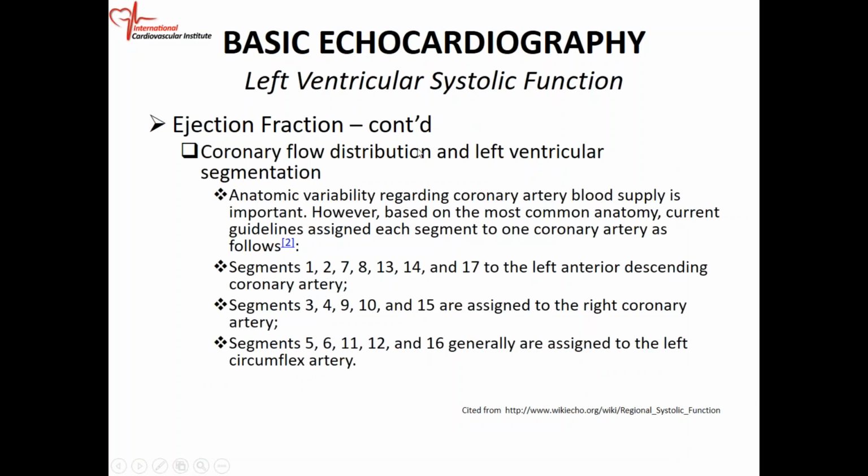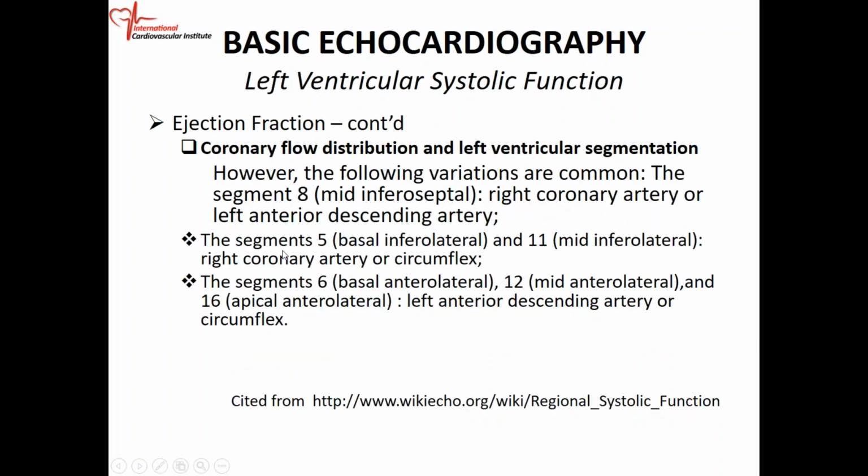So the coronary flow distribution and left ventricular segmentation, the anatomic variability regarding coronary artery blood supply is important. However, based on the most common anatomy and current guidelines, you're going to assign each segment to one of the coronary arteries as follows. These are the numbered segments which tell you exactly where they are, and the LAD supplies that area. Then the numbered segments for the right coronary artery, and the numbered segments for the left circumflex. So you can just look at it and work it out.